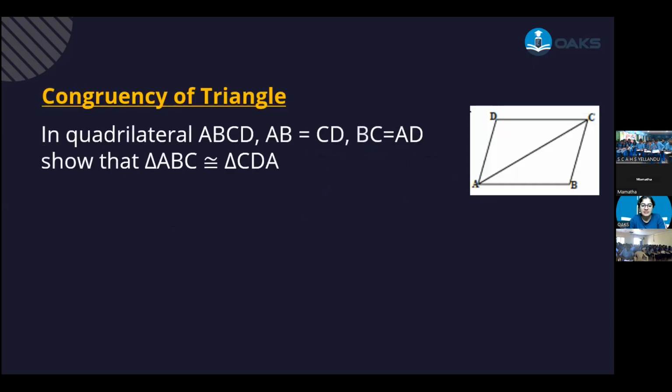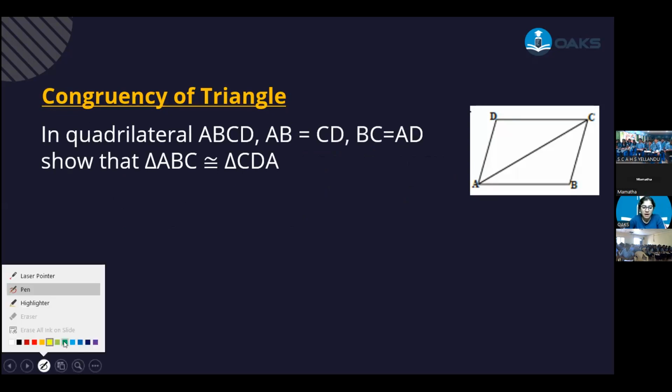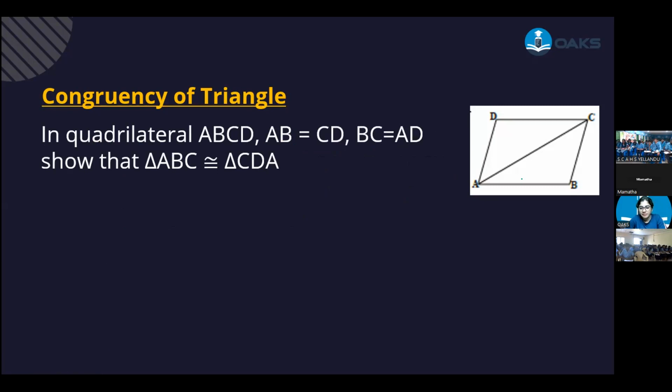Let me show you the question. So here we have ABCD, a quadrilateral, right? In quadrilateral ABCD, we have AB equal to CD. Let me mark it, AB is equal to CD, like this. And we have BC equal to AD, right? Now in these two triangles, how can I equate the third side? Can anyone tell me? I have two sides equal. What about the third side?